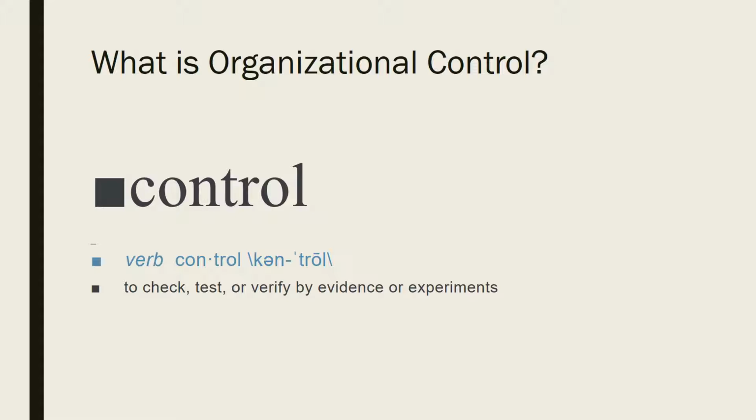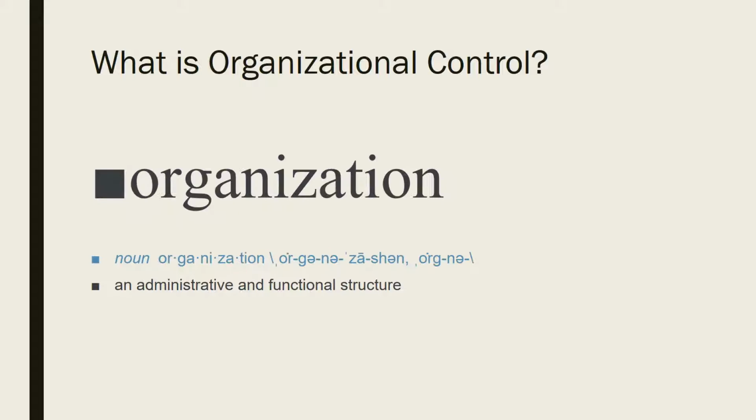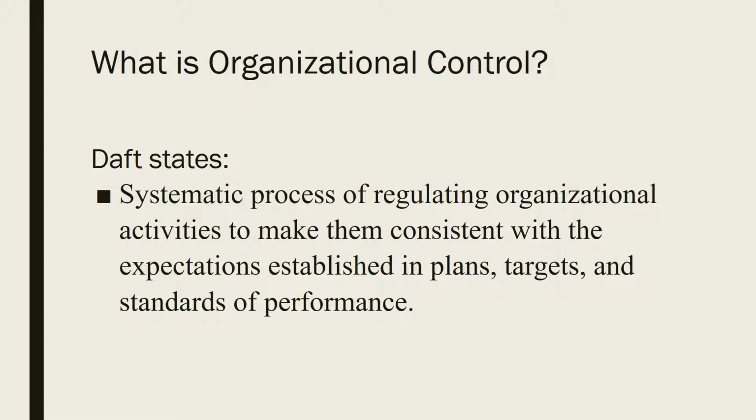What is organizational control? If we break things down according to Webster, control is a verb that means to check, test, or verify by evidence or experiment. And by one definition, an organization is an administrative and functional structure. Pulling these together, Daft, in his management textbook, states that organizational control is a systematic process of regulating organizational activities to make them consistent with the expectations established in plans, targets, and standards of performance.